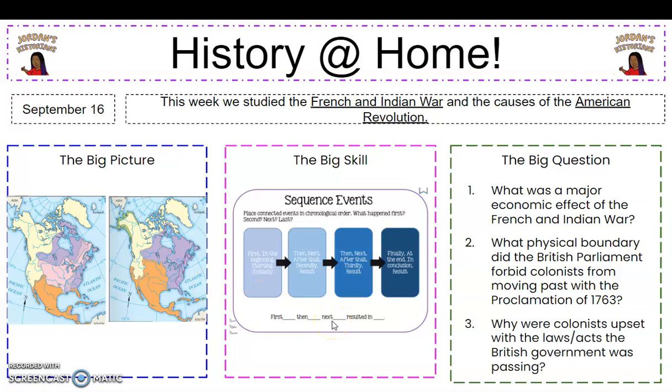Question number 3. Why were colonists upset with the laws and the acts that the British government was passing? This question should go back to self-government. The colonists did not appreciate taxation without representation.